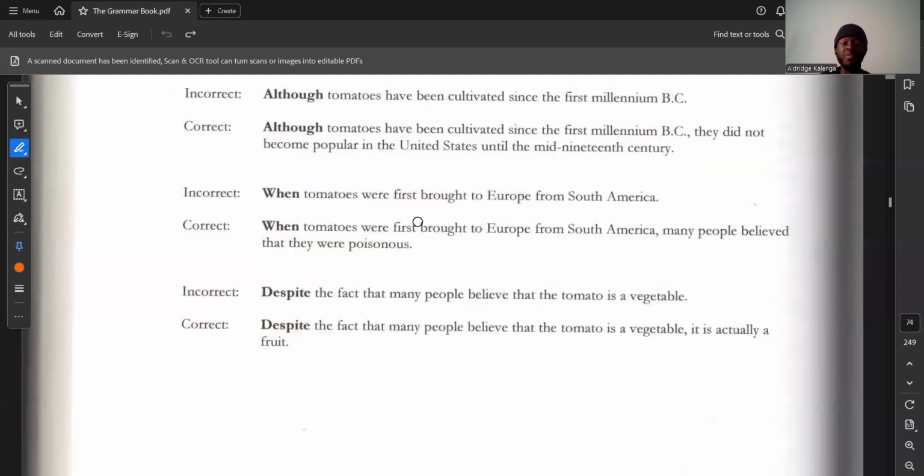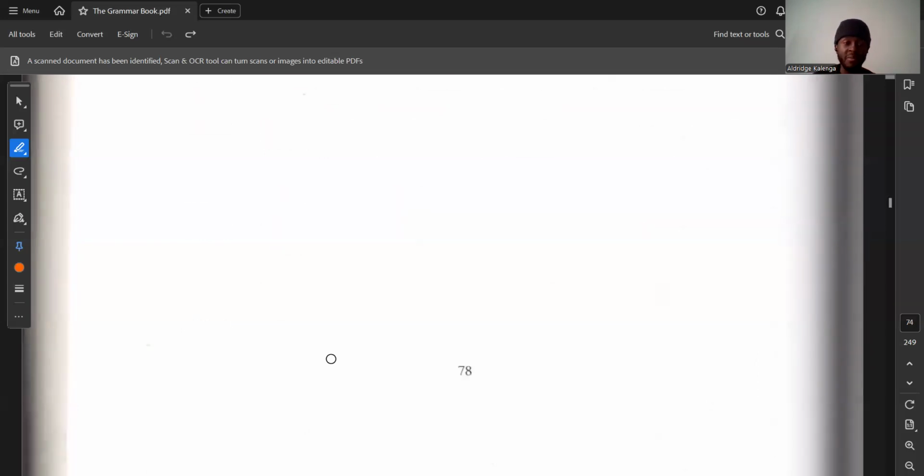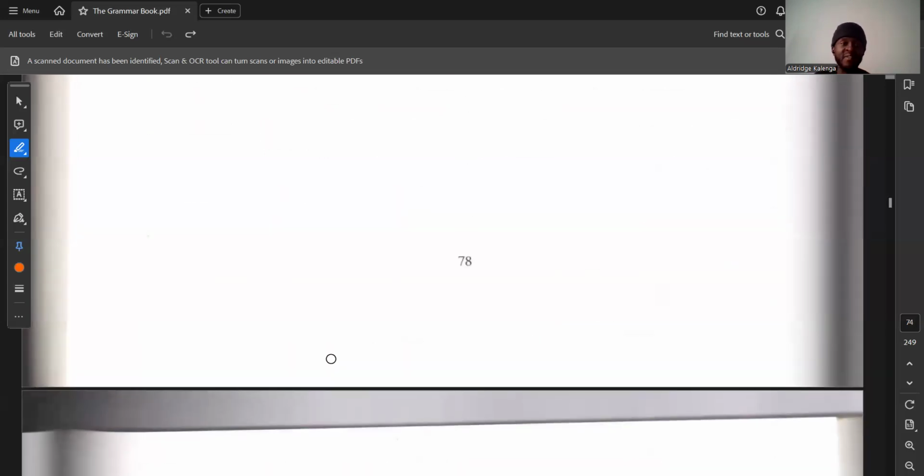When tomatoes were first brought to Europe from South America, that's what happened. Many people believed that they were poisonous. Now that becomes full. Despite, I remember this, despite, in spite of, right? Despite the fact that many people believe that the tomato is a vegetable, it is actually a fruit, and that becomes complete. And this is the end of the lesson, guys.